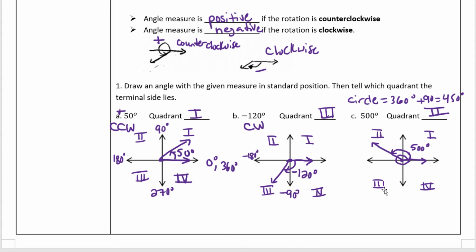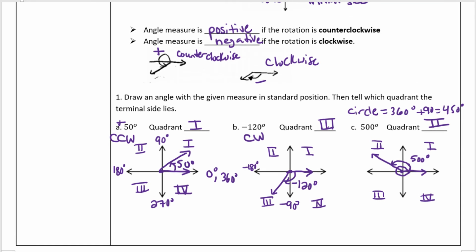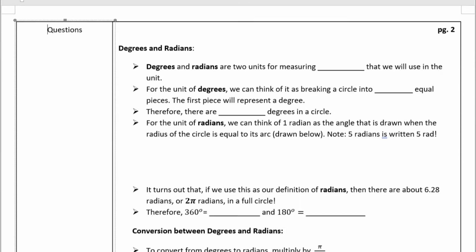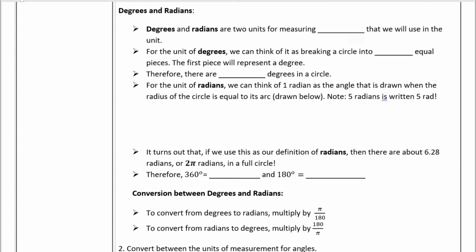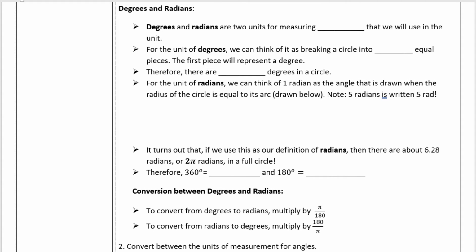All right, so that's it for the angles. So now we're going to talk about the two units of measure that we'll discuss for angles. Normally angles are written in degrees or radians. So these are two units for measuring angles.